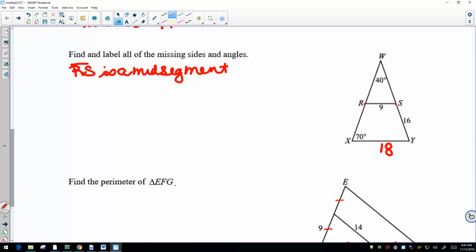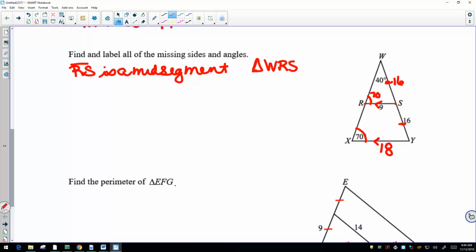It's also going to tell me that if S is the midpoint, and I see this bottom segment SY is 16, well, that means this top segment WS is also 16. Taking another look, if I see these lines are midsegments, I know that they're parallel. So like what we did up above, if this is 70, this angle here is 70 because those are corresponding angles.